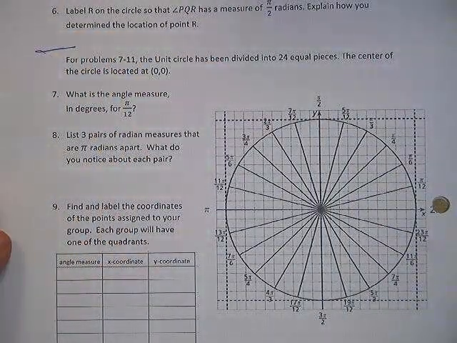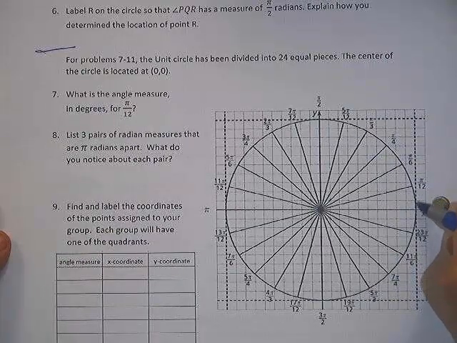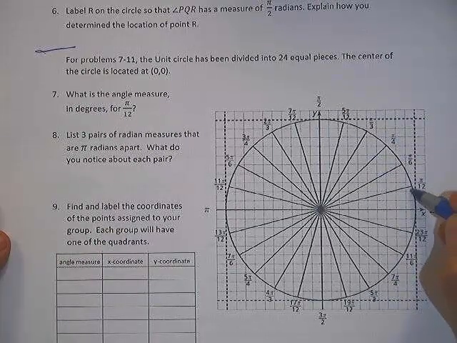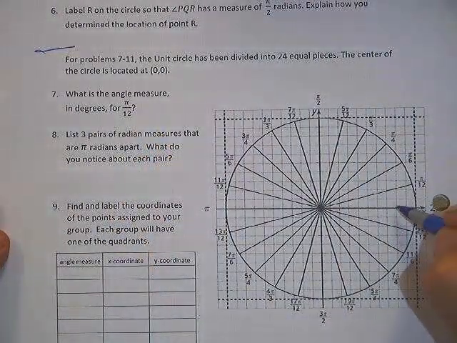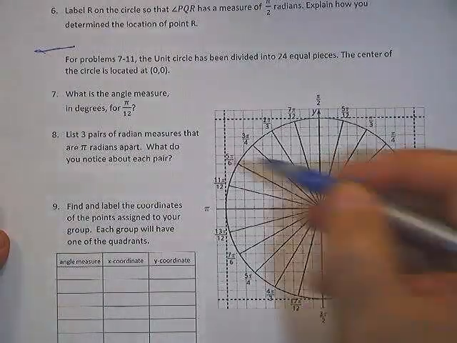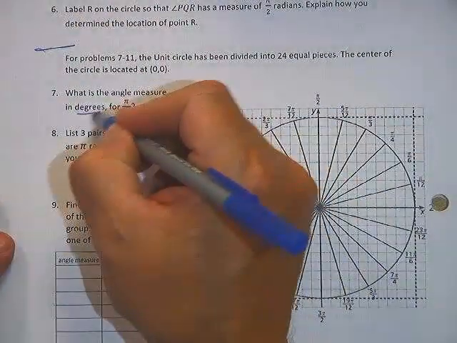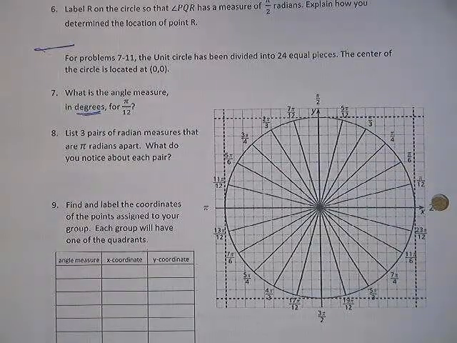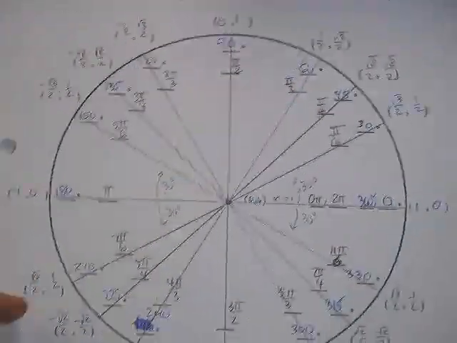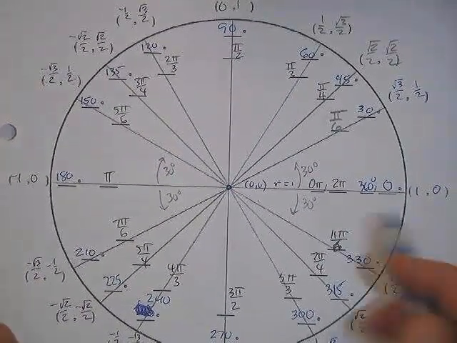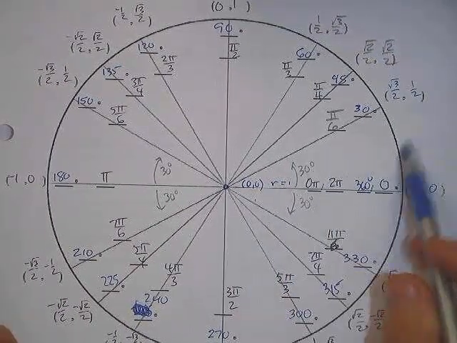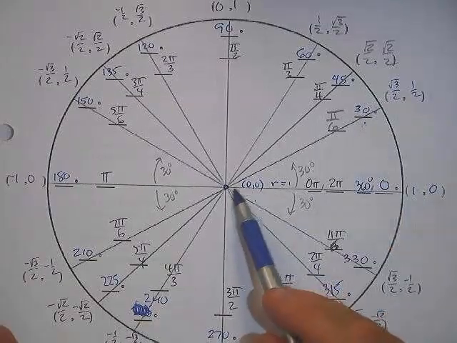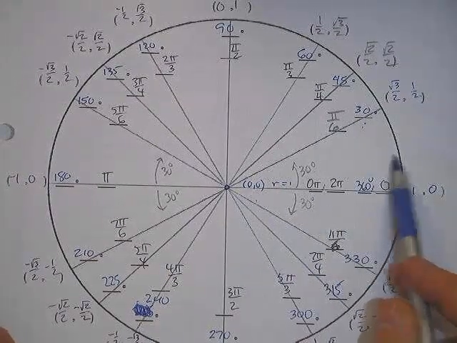Problem number 7, the question they're asking is, what is the angle measurement here in degrees? Because pi over 12 is the radian, they're asking for the angle measurement. So pi over 12 would be one answer, but there's also an angle measurement in degrees. A couple of ways of doing that. Some students notice that in the unit circle, pi over 12 divides pi over 6 in half. Since pi over 6 is 30, they believe that pi over 12 is 15 degrees.